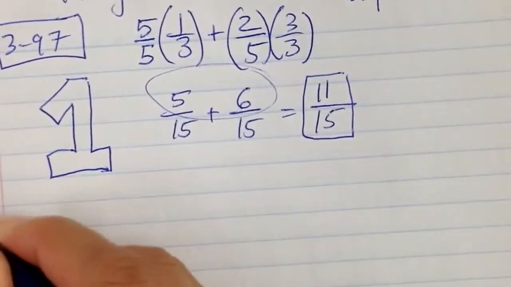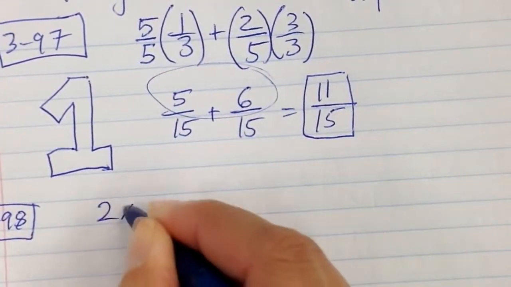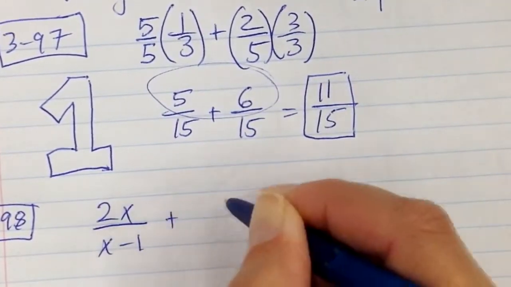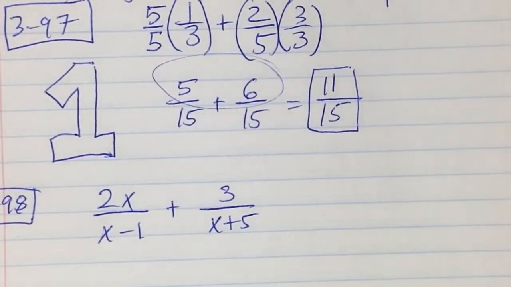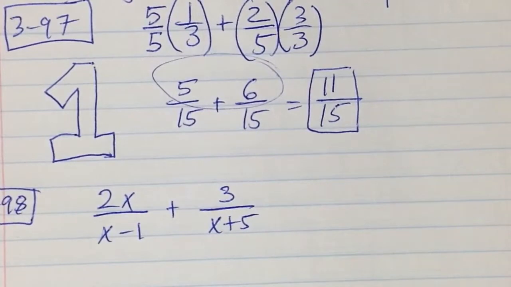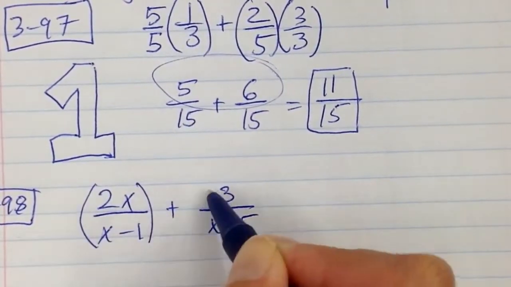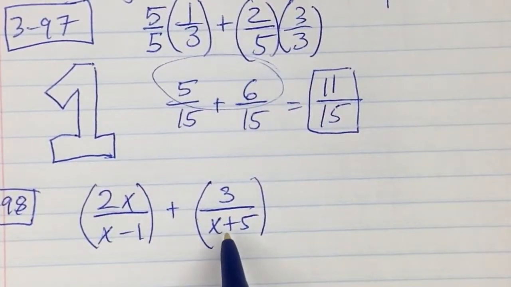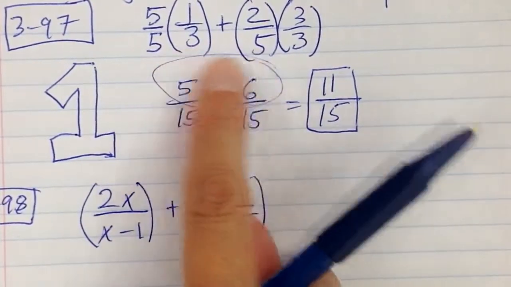Okay, so let's apply this to algebra, number 98 here. We have 2x over x minus 1 plus 3 over x plus 5. Is there a common denominator here? No. These have nothing in common. These are two totally different factors, x minus 1 and x plus 5. The x does not count as a common thing at all.